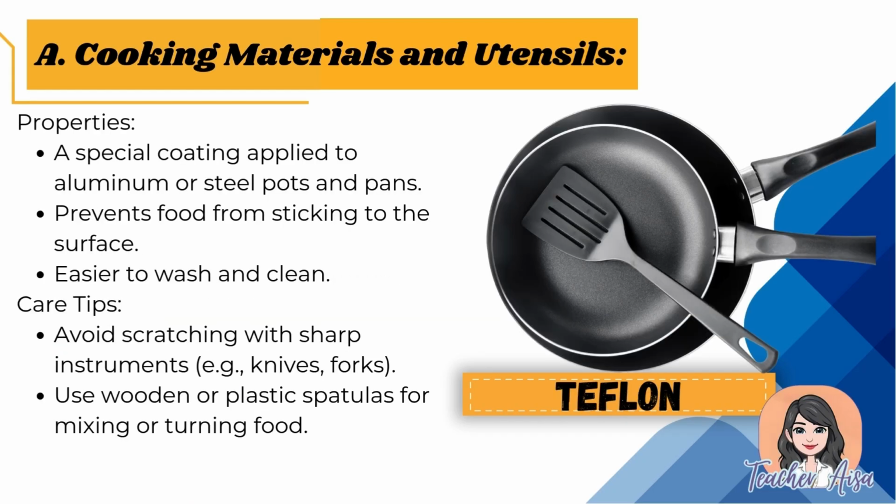Teflon. Properties: a special coating applied to aluminum or steel pots and pans. Prevents food from sticking to the surface. Easier to wash and clean. Care tips: avoid scratching with sharp instruments, for example, knives and forks. Use wooden or plastic spatulas for mixing or turning food.